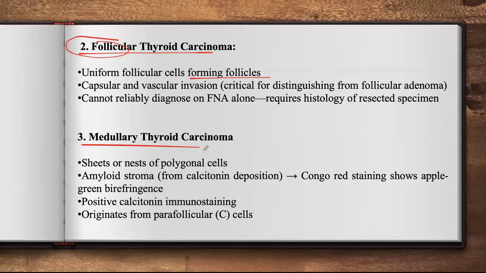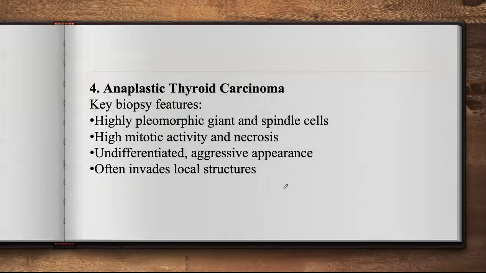Medullary thyroid cancer gives this kind of amyloid stroma. And sometimes they talk about nests of polygonal cells. You can get Congo red staining showing apple green birefringence. These things you just need to memorize, nothing else. I can't help you with this, you can only remember them. So if you get a biopsy report showing amyloid stroma and polygonal cells, then you can think of medullary thyroid cancer.